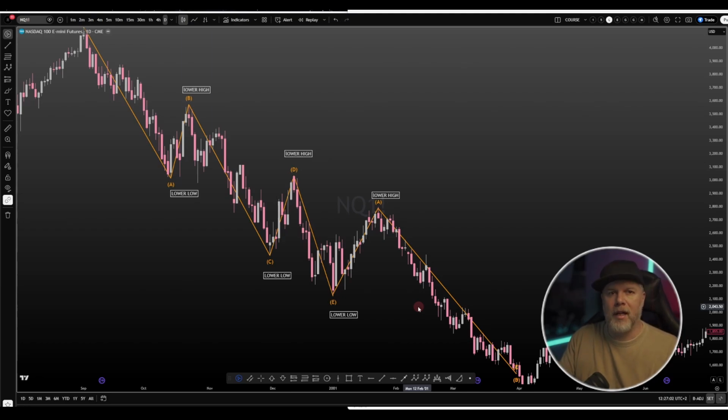Why does this matter? Because the strategies in this course are built around structure. Before I enter any trade, I want to know what structure says about the direction. If we're in a bearish structure, then I only want to sell. If we're in a bullish structure, I only want to buy.